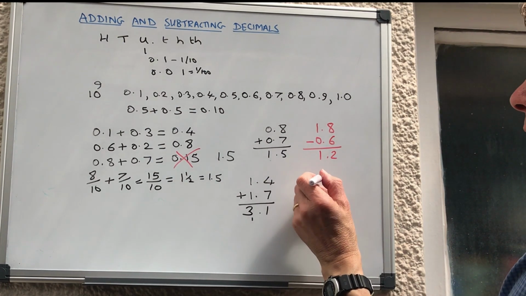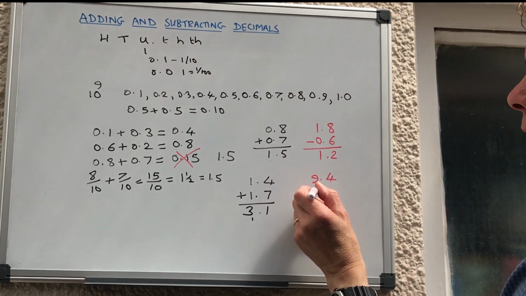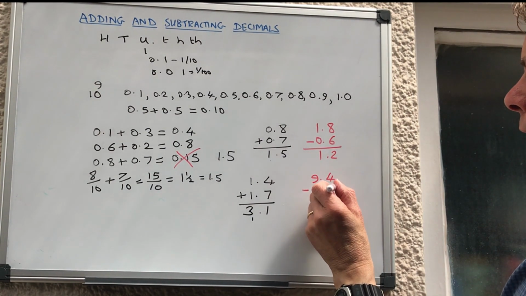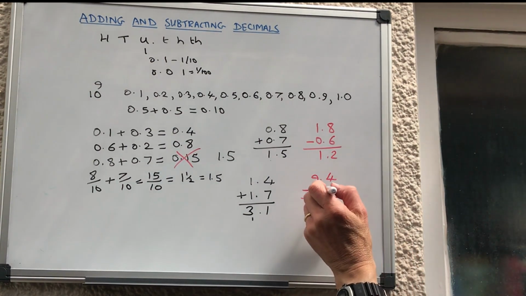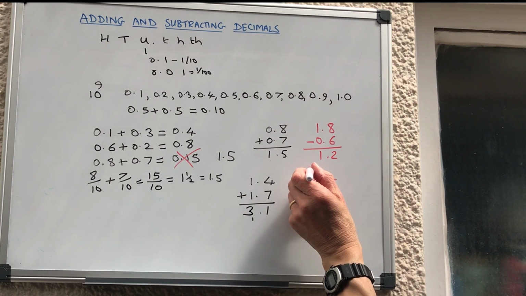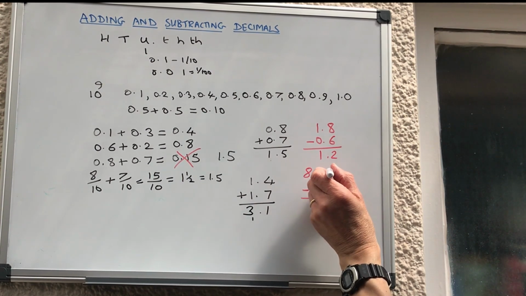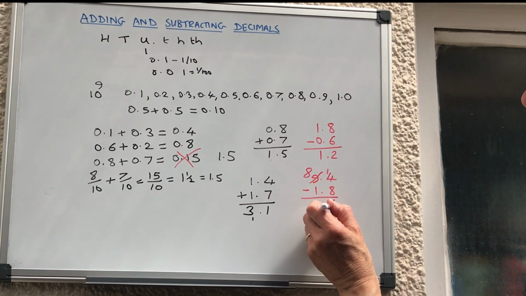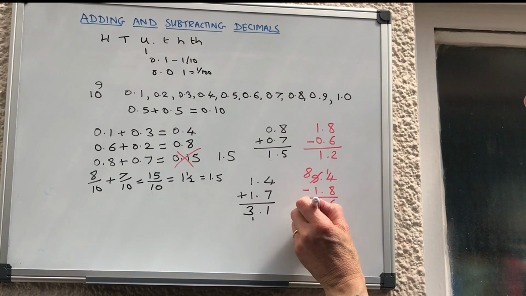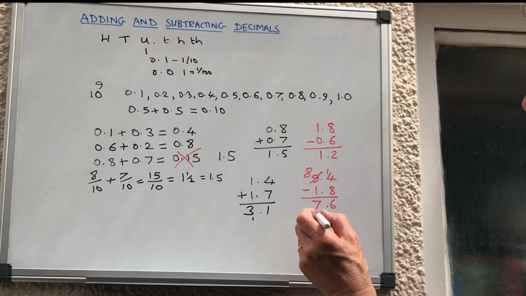Say you had 9.4 take away 1.8. What you would do, you can't do 4 take away 8, so you're going to cross that out and put in an 8 there. And now you've got that 10 moved here. So you've now got 14. 14 take away 8 is 6. 8 take away 1 is 7. So the answer is 7.6.